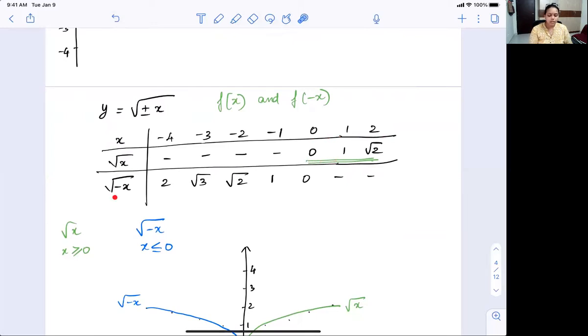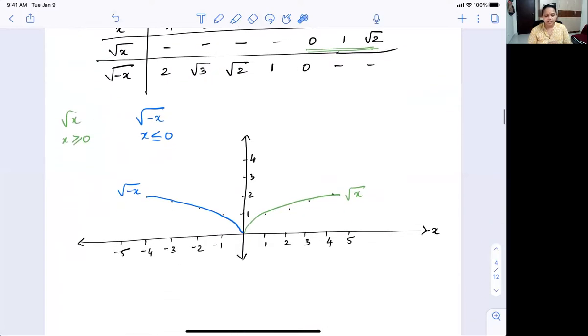Now, when you look at square root of minus x, this expression is going to be valid only when x is less than or equal to 0. When x becomes positive, then the expression within the square root is a negative number, and that's not defined in the real space. So the domain for this function is only going to be x less than or equal to 0. And I've given you a few examples where the number runs from minus 4 to 0, and I have the value of square root of minus x.